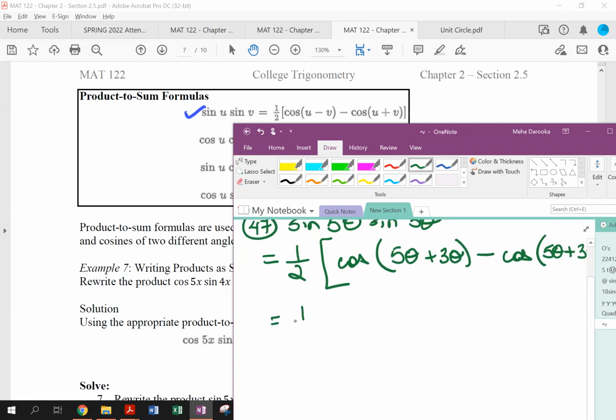So when you clean this up, 1/2 on the outside, we are now doing cosine of, oh, sorry, that should be a minus, not a plus.